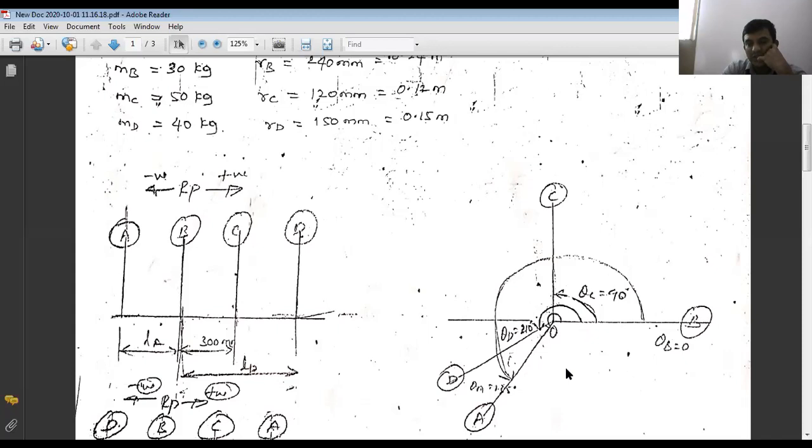Is there any doubt? Any doubt regarding this plane position and angular position? This is for the space diagram, front view and side view.